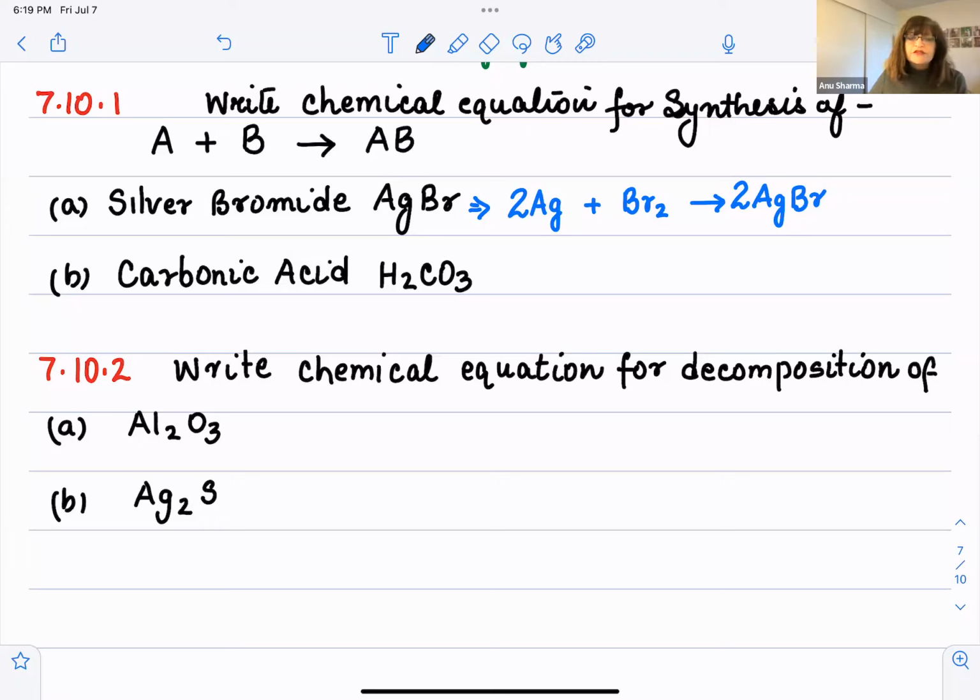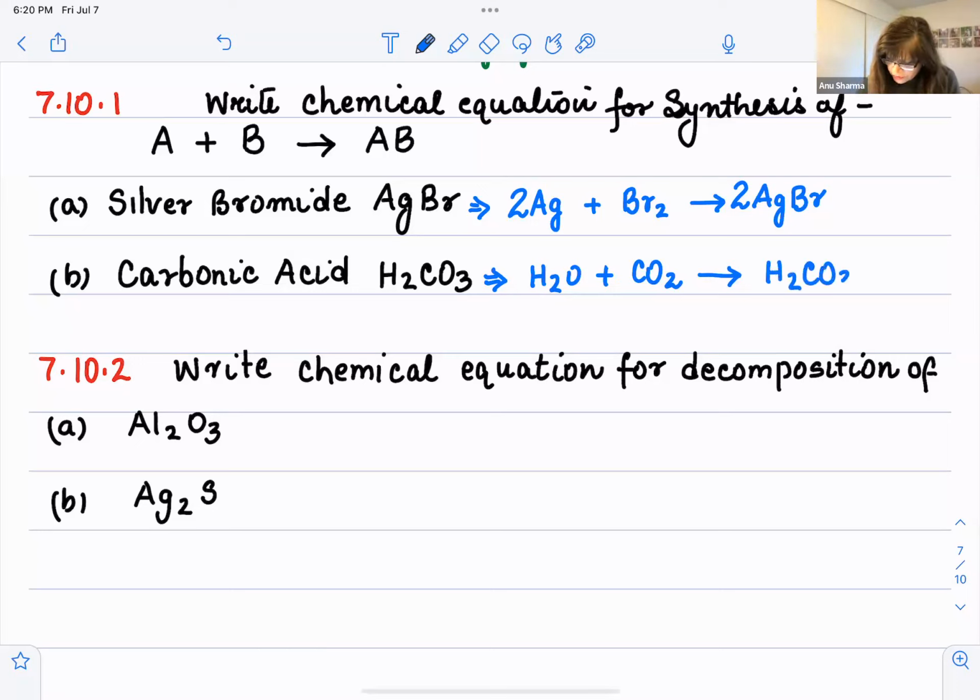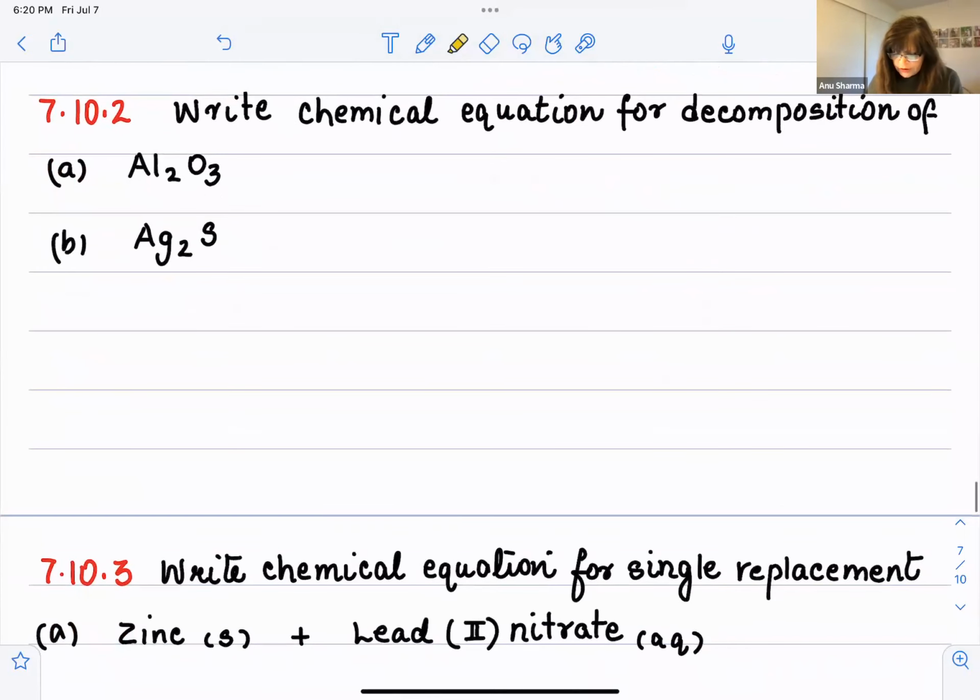Write a chemical equation for the synthesis of carbonic acid. How is carbonic acid formed? Carbonic acid is basically H2O plus CO2. Now these are valid molecules. Water is a known, stable molecule, and carbon dioxide also is known and stable. So this is going to give you H2CO3. So here you see you have 3 oxygens, 1 carbon, and 2 hydrogens. So it's all balanced.